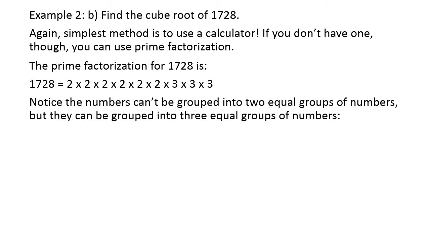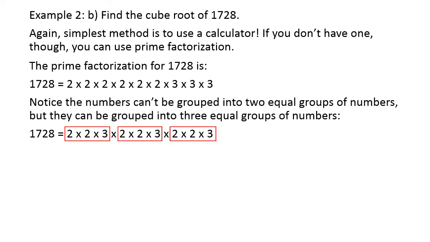Notice the numbers can't be grouped into two equal groups of numbers, but they can be grouped into three equal groups of numbers. What do I mean by that? You can rewrite what's above there as 2 times 2 times 3 times 2 times 2 times 3 times 2 times 2 times 3. So you can see those three groups of numbers there now are all the same. And 2 times 2 times 3 is 4 times 3, which is just 12. So I can rewrite 1728 as 12 times 12 times 12.